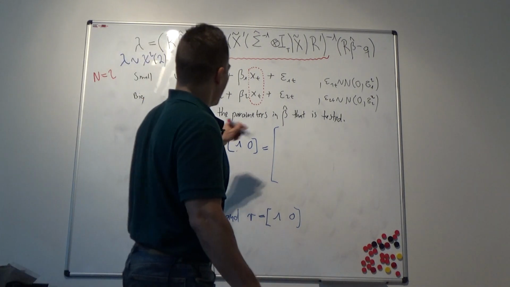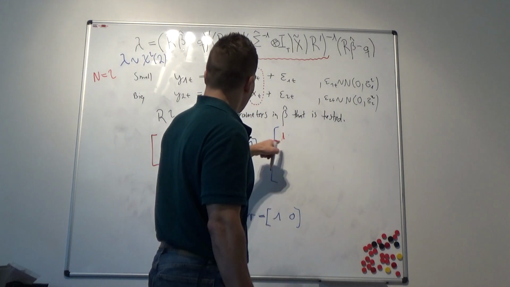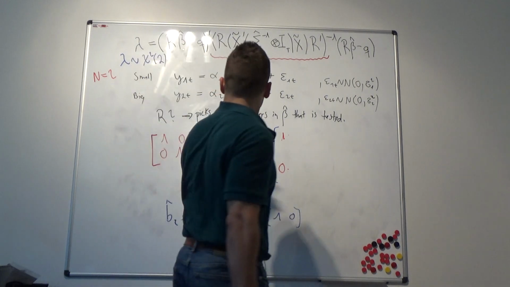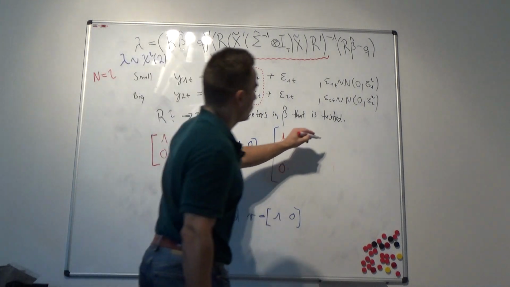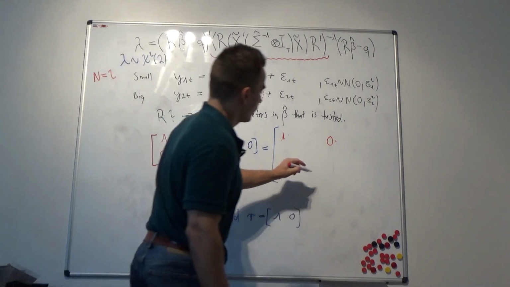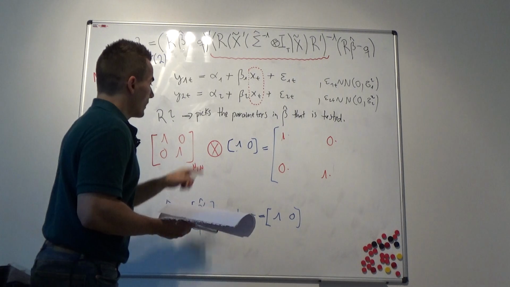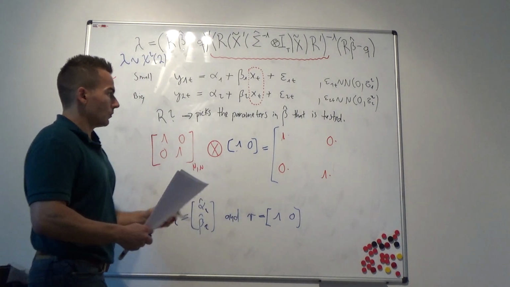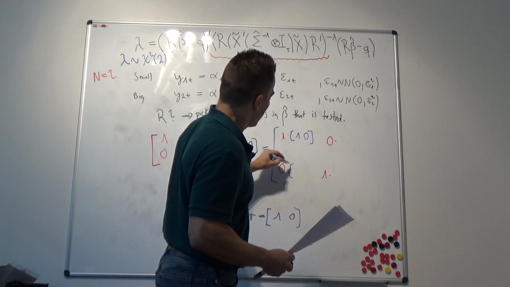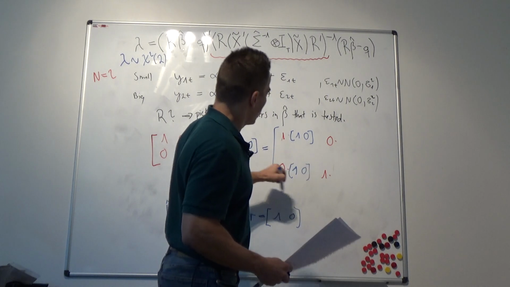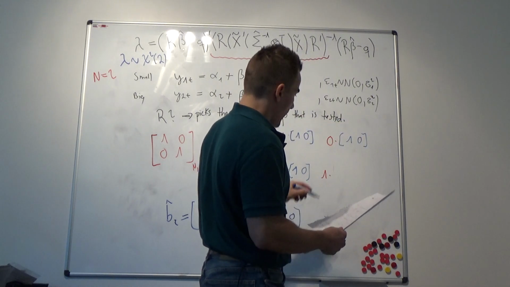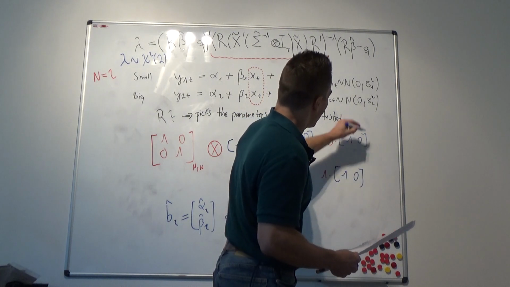So which means we have here 1 times this vector, we have here 0 times this vector, we have here 0 times this vector, and we have here as last element 1 times this vector. That's how the Kronecker product is defined. So 1 times this vector, then we have here 0 times this vector, we have here 0 times our vector R, and here we have 1 times our vector R.